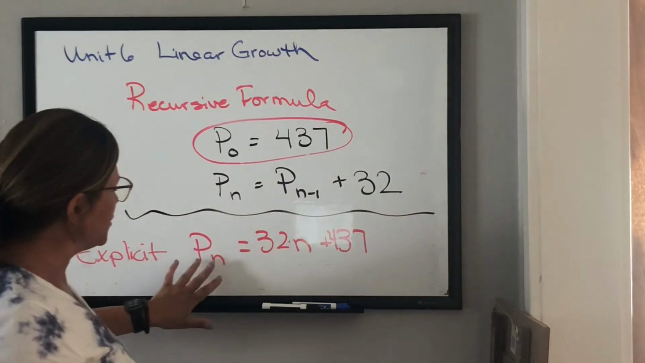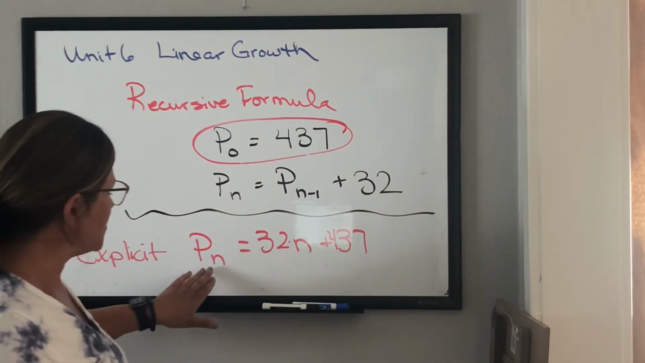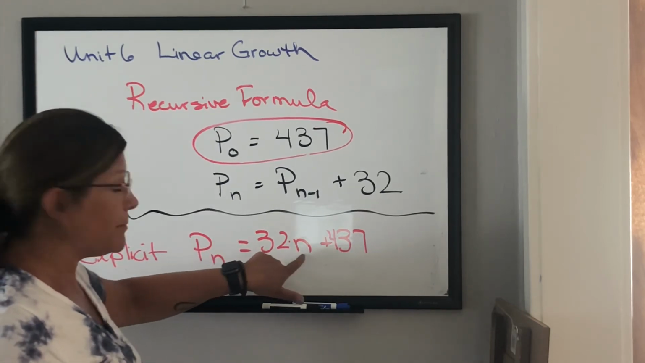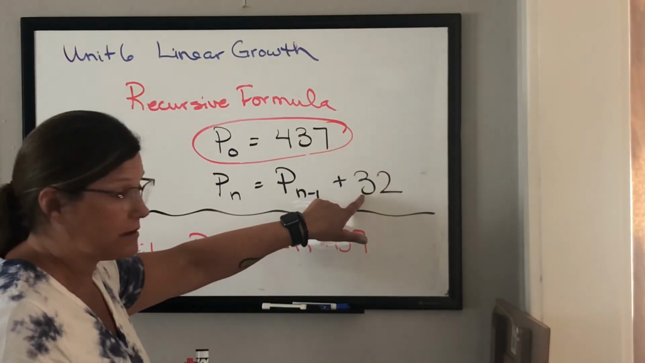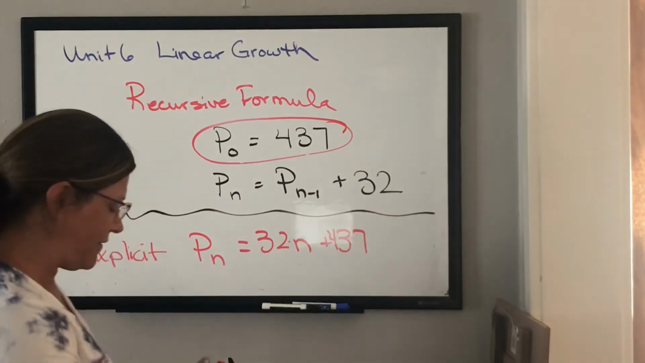But then when we switch to our explicit formula, I have P of n, so if I want to find out after so many years, I'm going to multiply the number of years times 32 because that's what I'm adding, 32 that many times, plus 437 in the end.